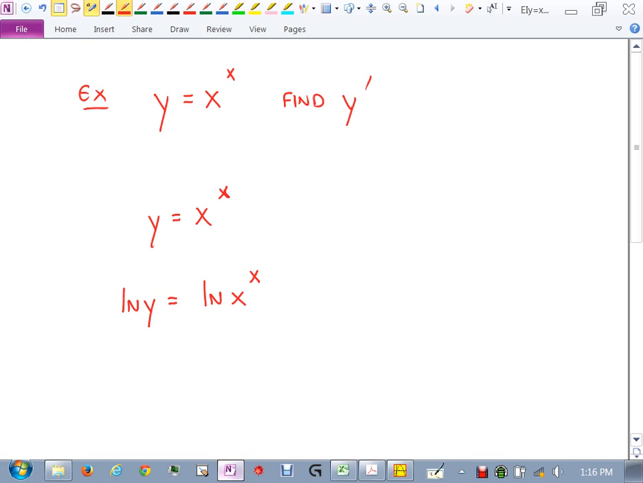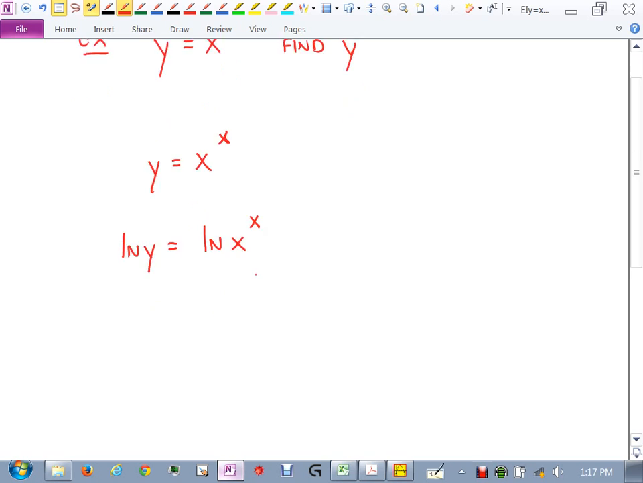And now what? That's right. There's a property of logs that says that this power x can come out in front. Now, in the past, the property that we wrote down, I think we wrote it last class also, was that this was like x to the n, and then the n came out. But if it's x to the x, well, whatever the power is still drops out. So what we get is this. Natural log y equals x times natural log x.